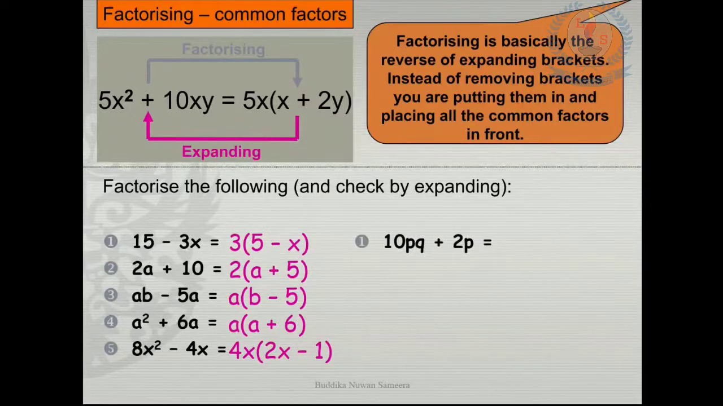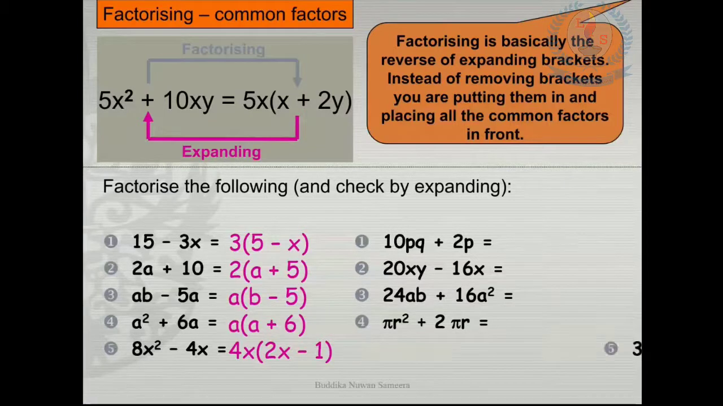So now we'll move to a little bit harder expressions. First one, you can see 10pq plus 2p. So you have to choose the common factor. Be very careful. You can see p is common for both 10pq and 2p, and 2 also, because 10 is also divisible by 2. So the common factor is 2p.